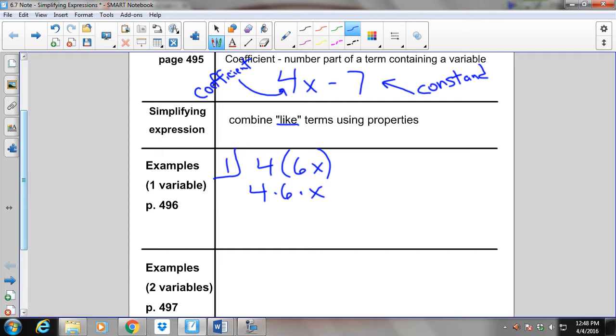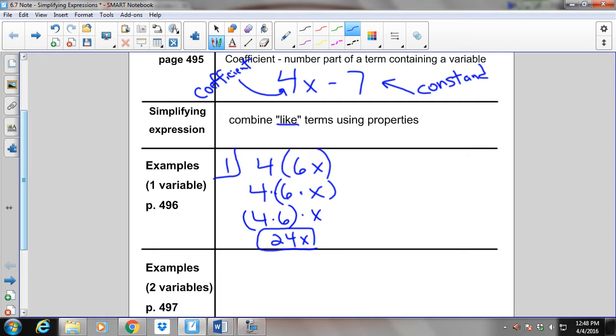So this is what it means, right? 4 times 6 times x. Now we can move the parentheses around according to the associative property, right? I can move the parentheses over here, where I'm not doing the 6 times x first. I'm doing the 4 times 6 first. And 4 times 6 is 24. x, that's as simple as it gets. So that's as simple as you can get when it's a simplifying expression. So the answer to the first one is 24x.